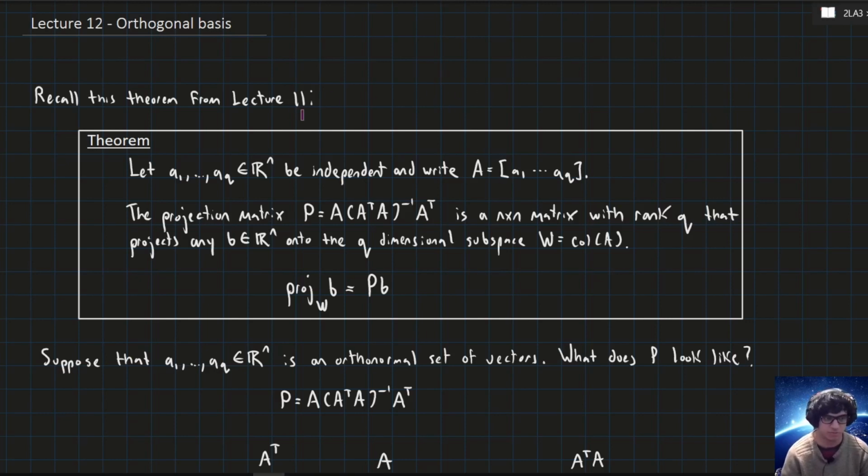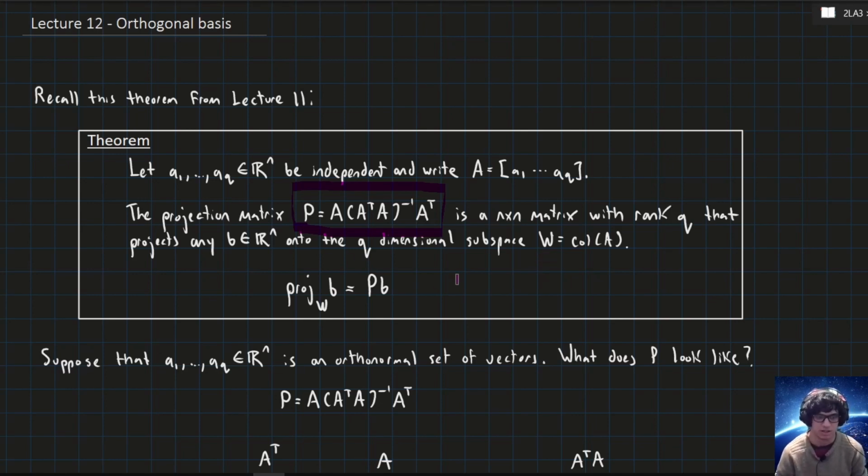Okay, so recall from lecture 11, the previous lecture, we had this theorem. If you had q many vectors, and you consider the subspace W, which is the span of those vectors, if you wanted to compute a projection matrix, which would project any vector B in Rn onto the subspace, you would compute this projection matrix using this formula here.